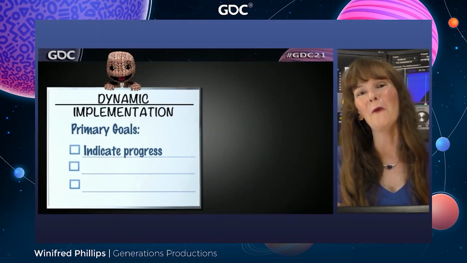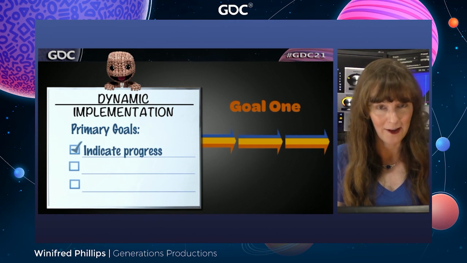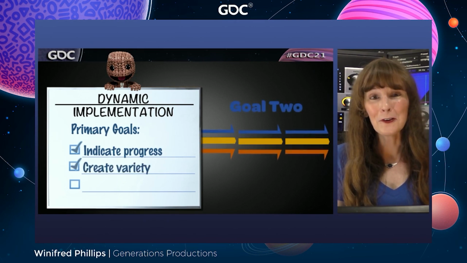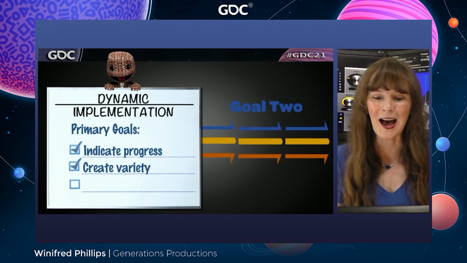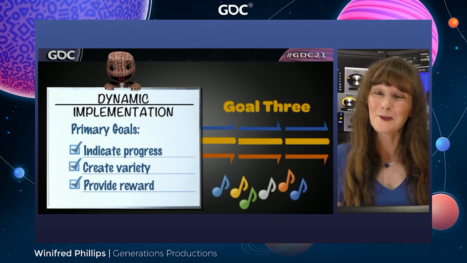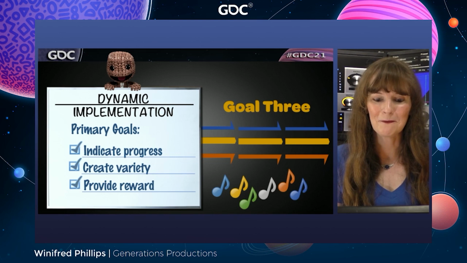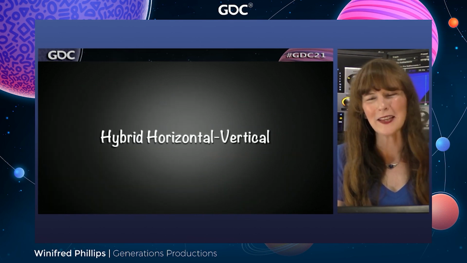You can see that the interactive music system here accomplishes 3 goals. Goal 1, the horizontal segments indicate the player's progress through the level. Goal 2, vertical layers create variety to keep the music feeling fresh over time. Goal 3, an additional vertical layer provides a reward when objectives are achieved. So we can see that horizontal and vertical techniques work well together.